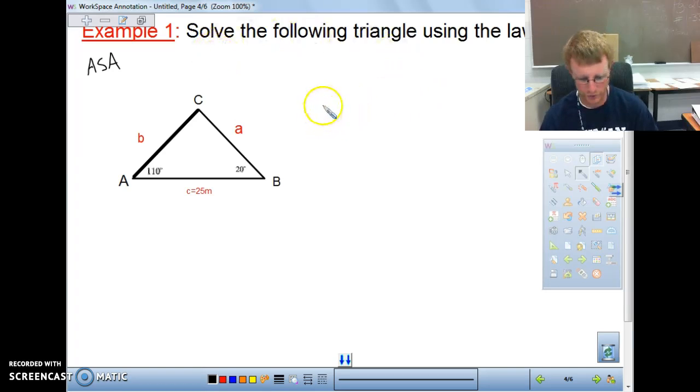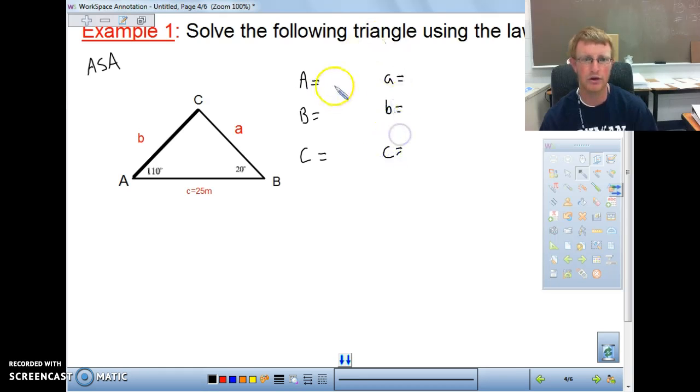So what we want to do to start this problem off is we just want to label. It says solve the following triangle. So let's just label everything. A equals, B equals, C equals, and then little a equals, little b equals, and little c equals. And then what we can do is, this is solving, finding all 3 angles and all 3 sides, so label what we know. Angle A is 110 degrees. Angle B is 20 degrees. We don't have C, or C is not given to us. We don't know what side a or side b are, but we do know what side c is.